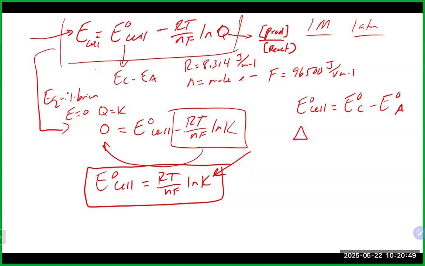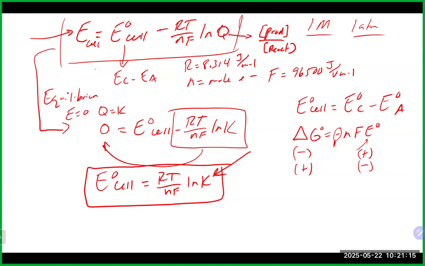We also saw delta G is equal to minus NFE. In this case, remember that if we do have a positive voltage, that negative there will turn our delta G into a negative number, which should give us a spontaneous reaction. If we have a negative cell voltage, that negative and this negative here will turn our delta G into a positive, which means it will be non-spontaneous.